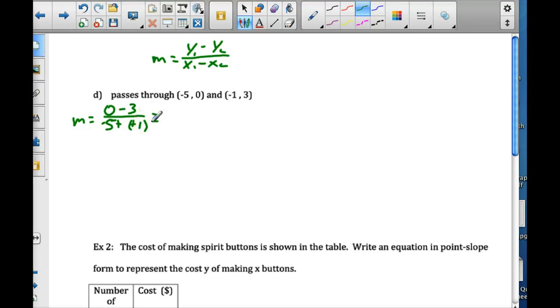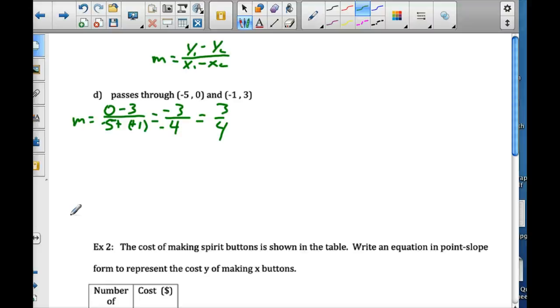And then, oh, you're right, -4. I wrote down 2. And then, what's a negative divided by a negative, Siobhan, as far as the sign? Yeah. How many people got a slope of 3/4? Positive 3/4.